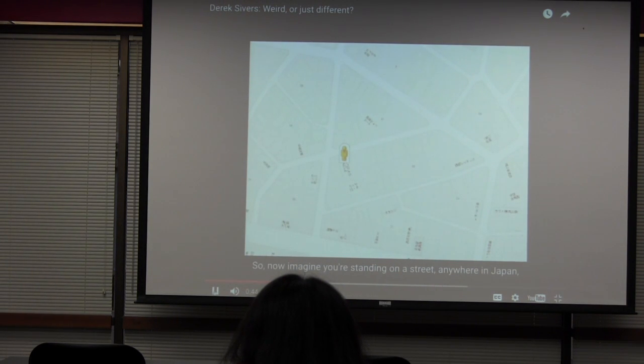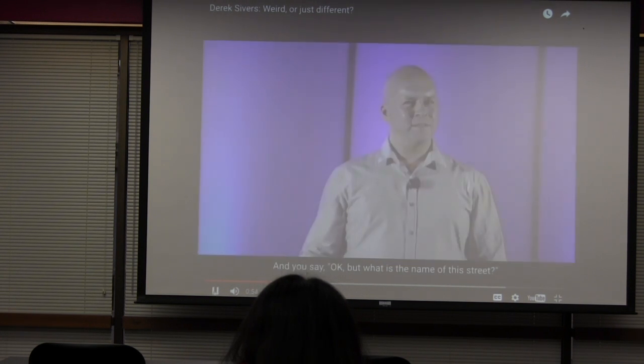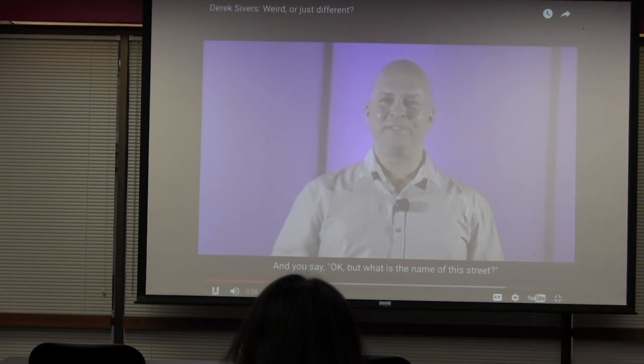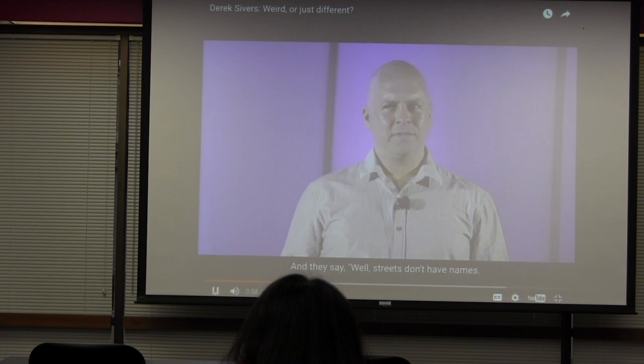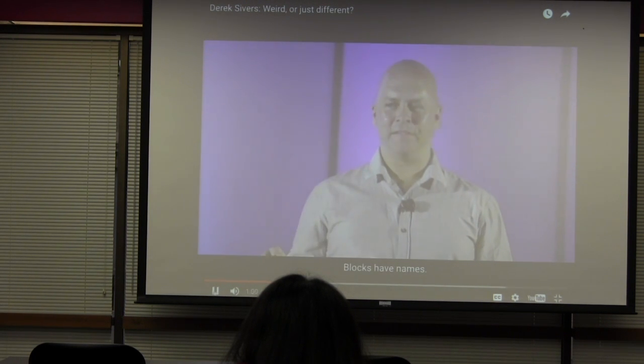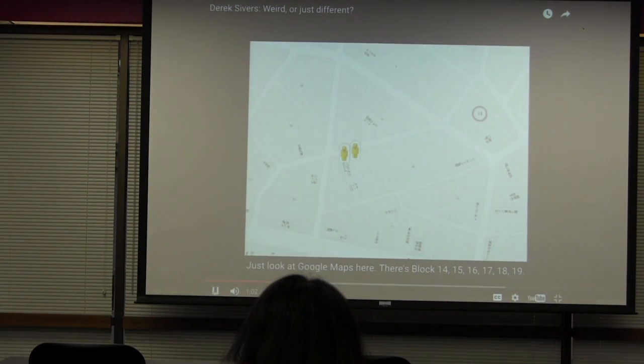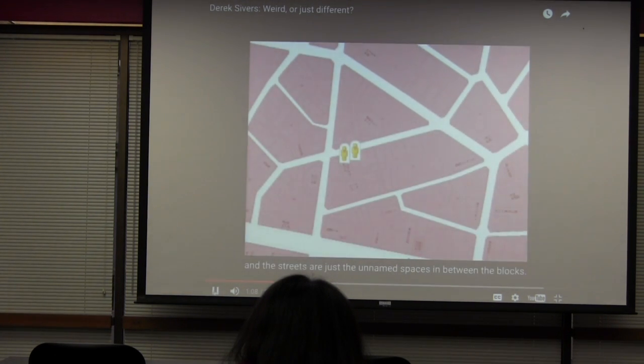So now imagine you're standing on a street anywhere in Japan. You turn to a person next to you and say, excuse me, what is the name of this street? And they say, oh, well, that's block 17 and this is block 16. And you say, okay, but what is the name of this street? And they say, well, streets don't have names. Blocks have names. Just look at Google Maps here. There's block 14, 15, 16, 17, 18, 19. All of these blocks have names, and the streets are just the unnamed spaces in between the blocks.